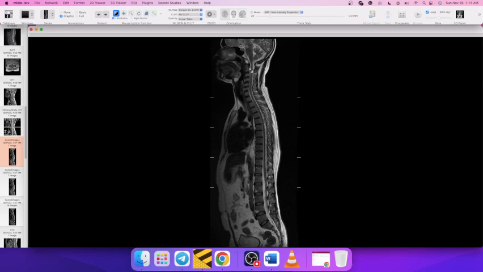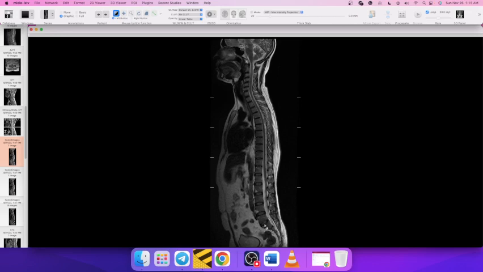So we start counting from here. This is the C2, C1 and C2 with dens. C2, 3, 4, 5, 6, 7 cervical vertebrae, then 1, 2, 3, 4, 5, 6, 7, 8, 9, 10, 11, 12 thoracic, and 1, 2, 3, 4, 5. We can see that the L5 vertebra is here. It doesn't look sacralized. It's got a good shape to it.